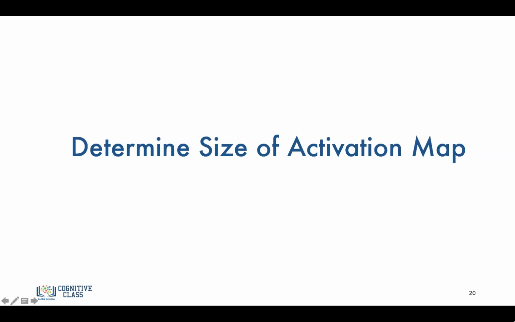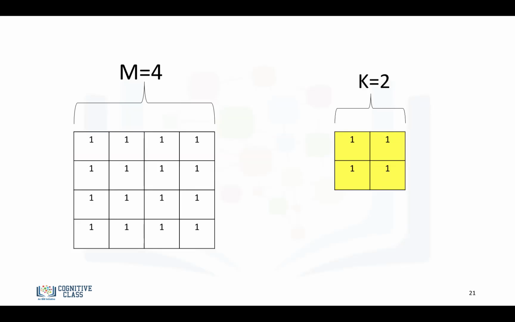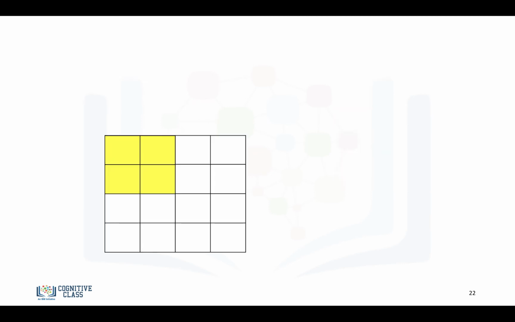So let's see how to determine the size of our activation map. So let's start off with a 4x4 image, and we'll use the variable m to denote the size of the image. And let's start off with a 2x2 kernel, and we'll use k to denote the size of the kernel. We'll set it equal to 2. So we know that for the first iteration, we're going to have one element in our activation map.